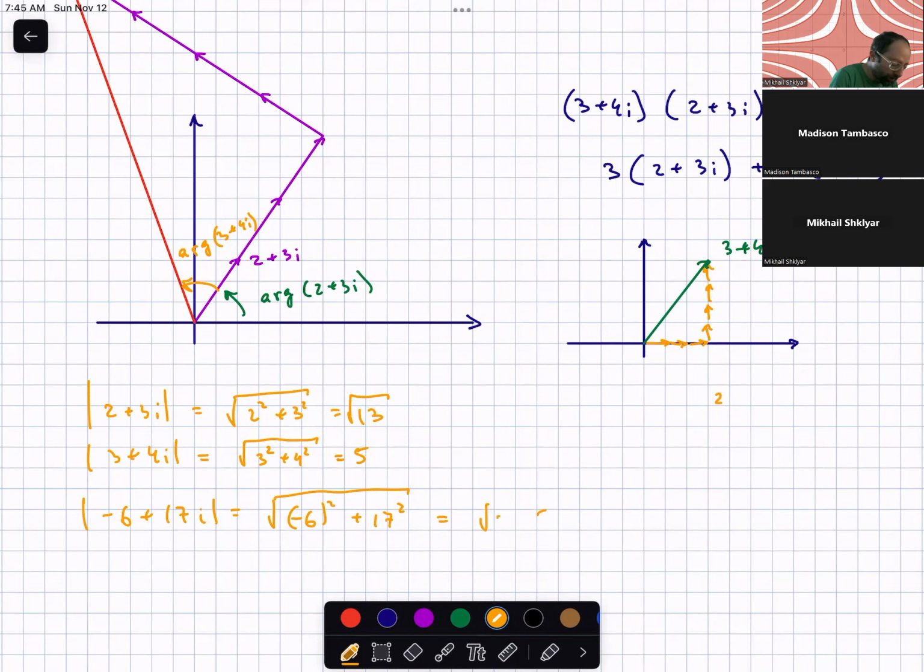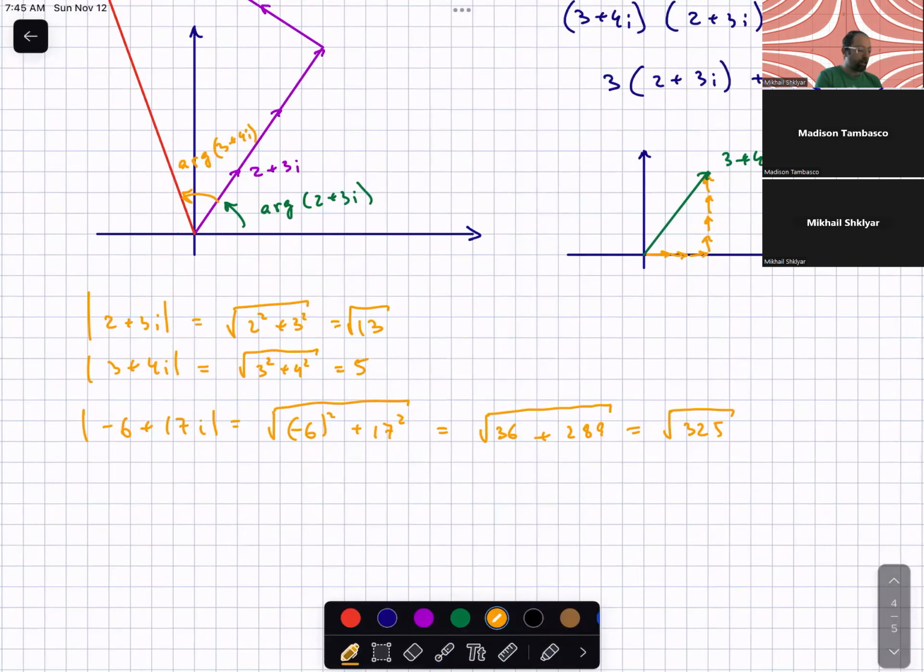So the square root of 36 plus 289, right? And when I add, I should get the square root of 325, right? And I'm hoping, it's my sincere hope, that this number is 5 times the square root of 13. Well, let's see. 325 is divisible by 25, so it's the square root of 25 times 13, and 25 times 4 is 100, so 25 times 12 is 300. So this is this. Okay, so it does work.